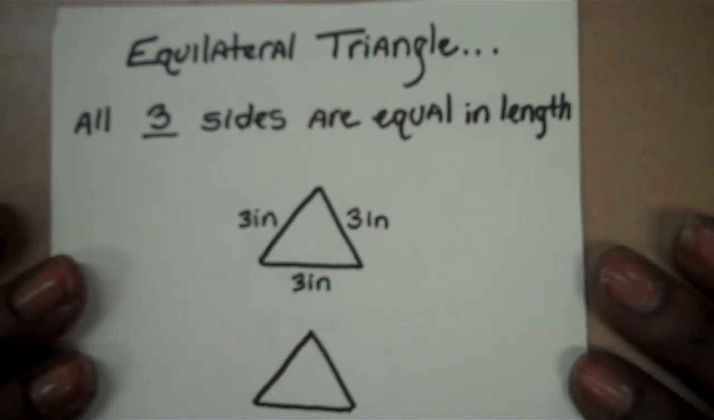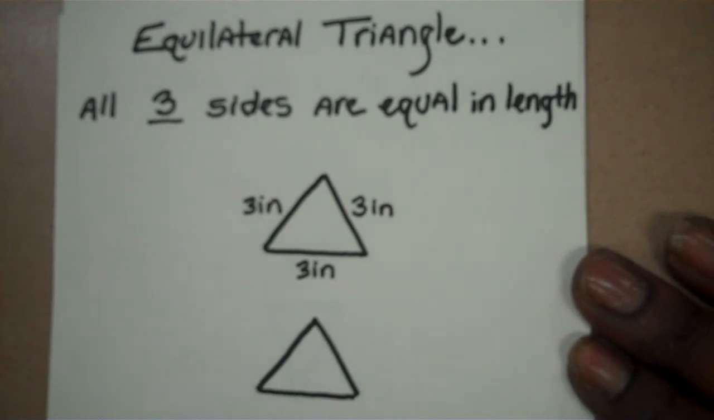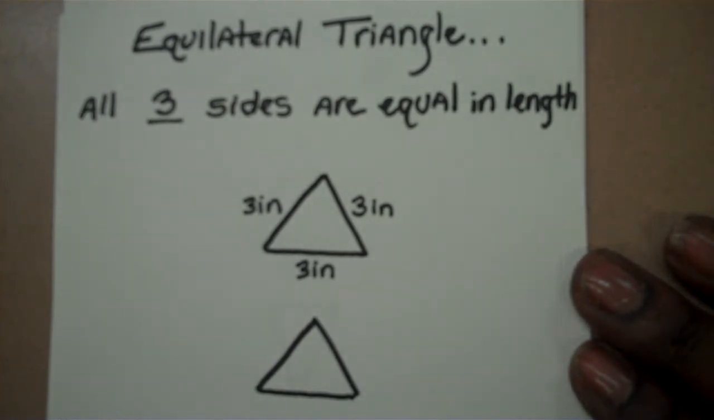Now we're going to talk about how triangles get their names by their sides. Now remember, there were three types. First is an equilateral triangle. In order to be an equilateral triangle, all three sides must be equal to each other.